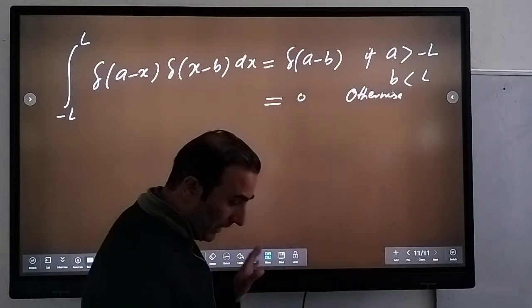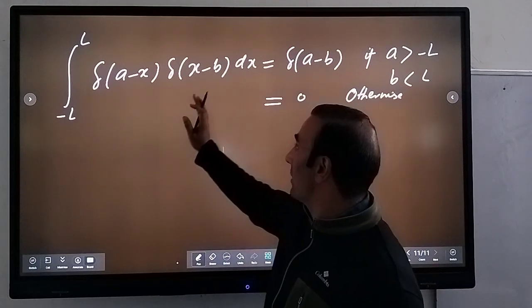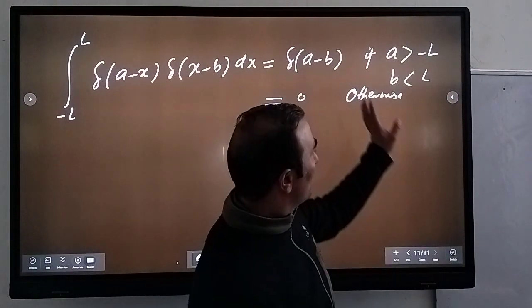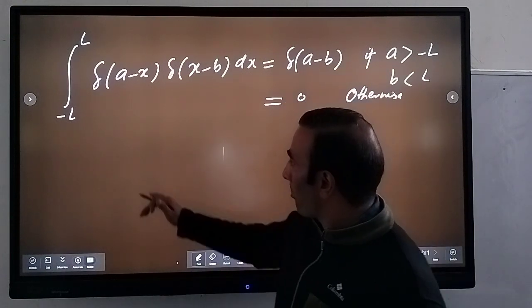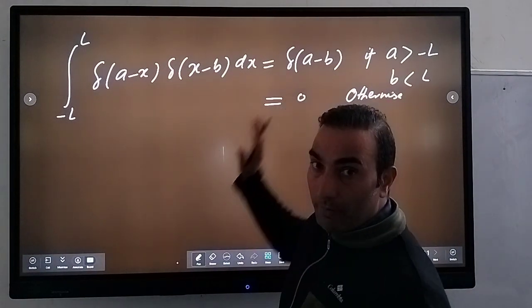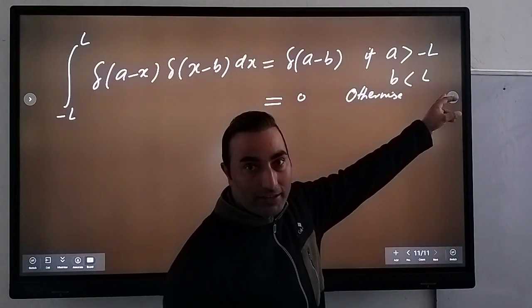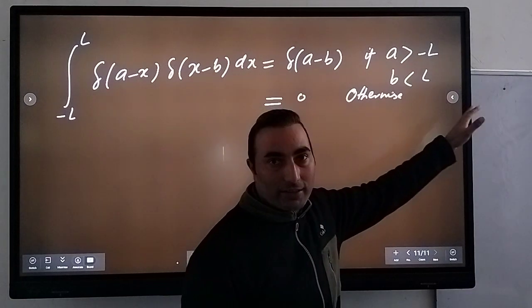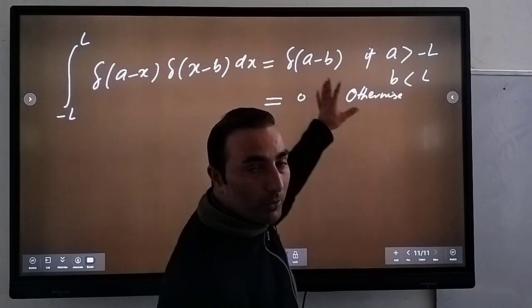Because the first one we basically take the limit from minus infinity to plus infinity, delta of a minus x, delta of b minus x, dx. So that was delta of a minus x. Now if you choose the limit from minus L to plus L, the value is again delta of a minus b, provided the condition is that a should be greater than minus L and b should be less than L. So it should lie within those limits, minus L to plus L. Then its value will be delta of a minus b.